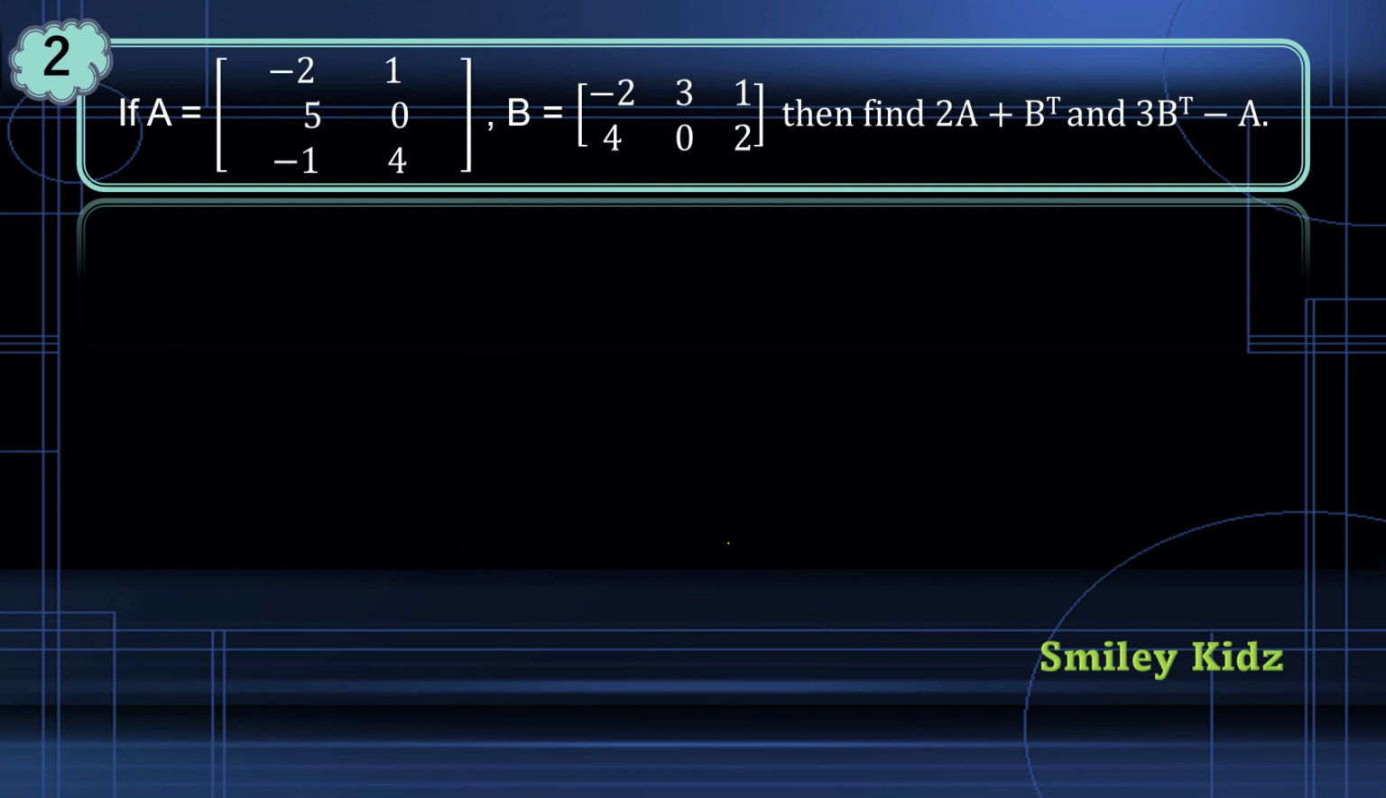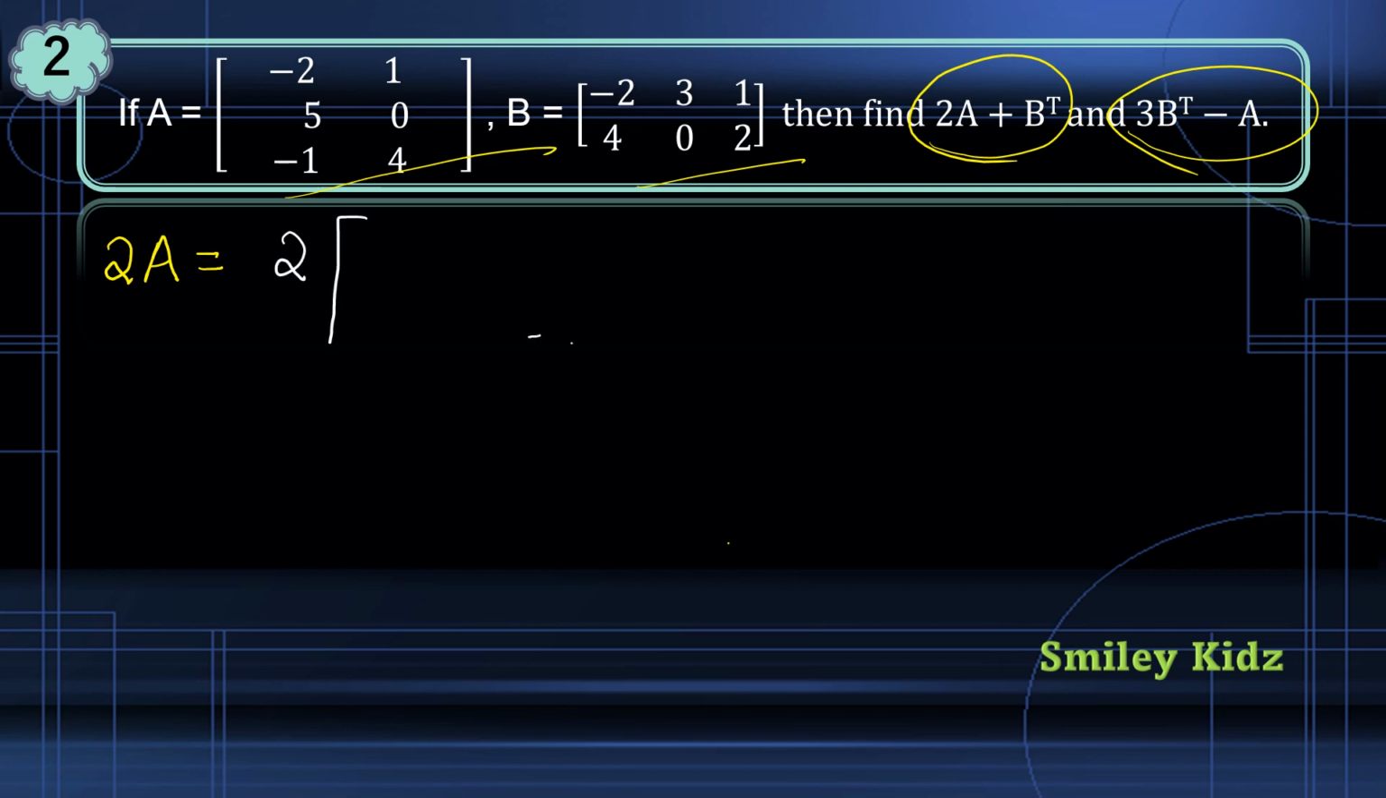We are given 2 matrices in the second case, and then we are asked to find out 2A plus B transpose and 3B transpose minus A. Let's go step by step. Let's first find out 2A plus B transpose. Fine. So let's find out 2A first, B transpose next, and then add them. Alright. That would be way too simple.